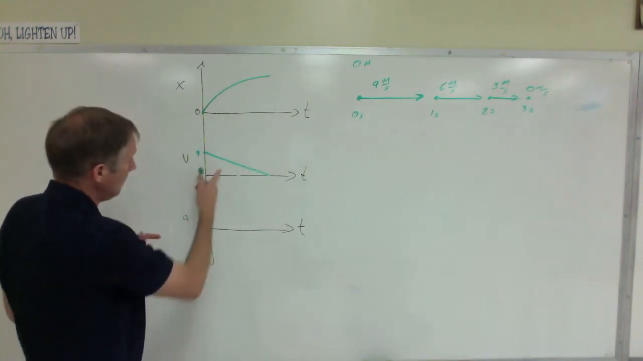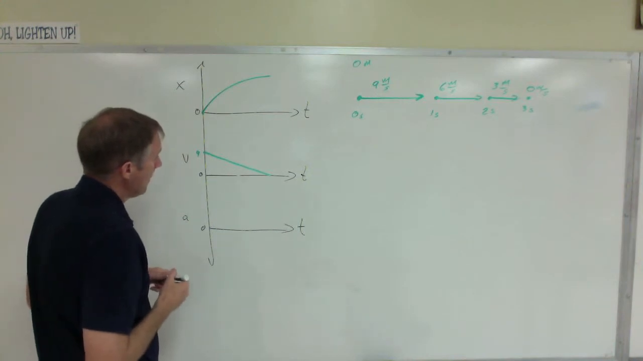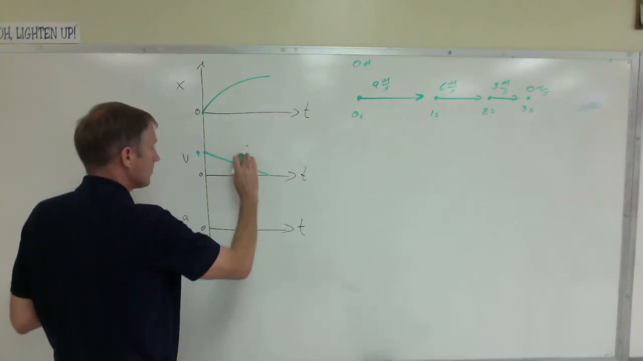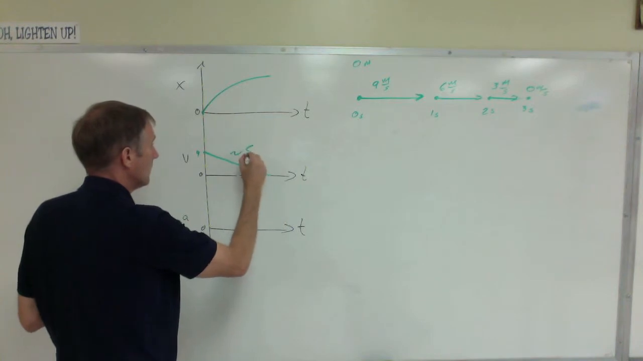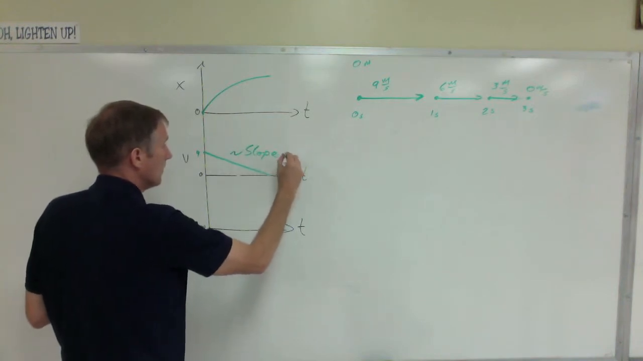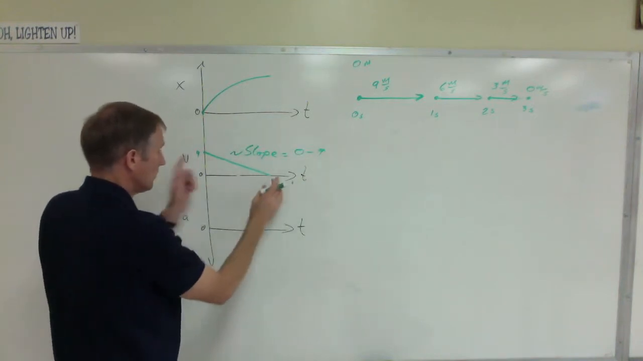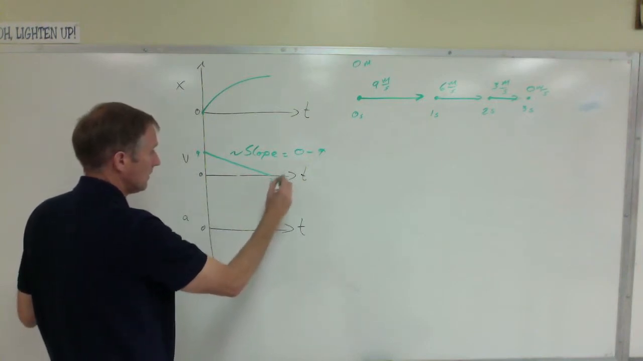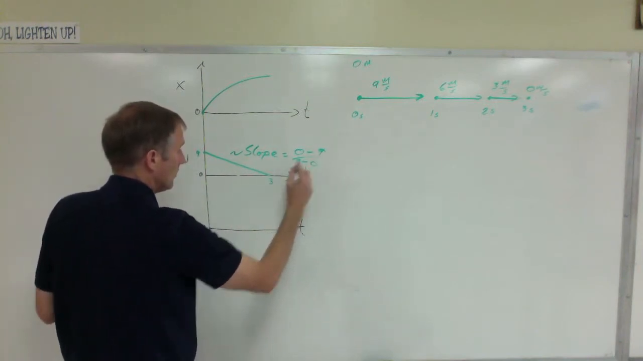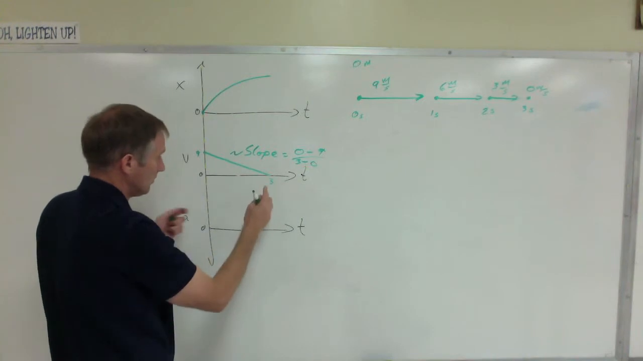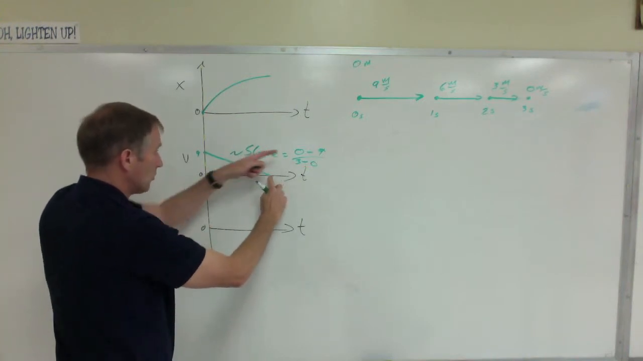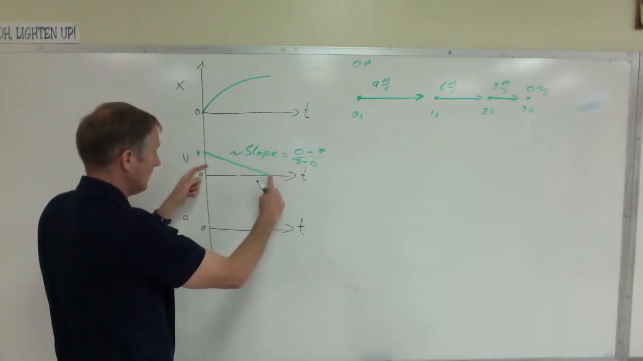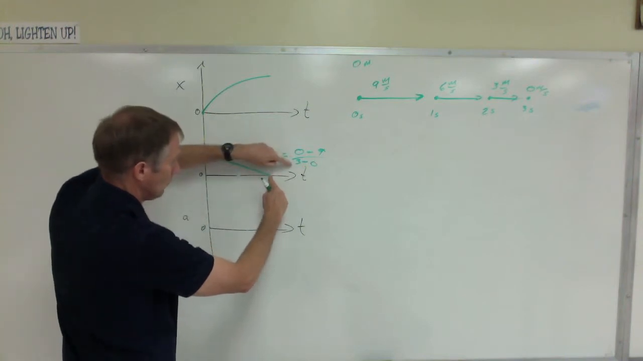Now, what's the slope here? The slope is going to be 0 minus 9. It's always latter minus initial. That's 3 seconds, all over 3 minus 0. This is always a final point minus the initial point. So that point is 0 meters per second at 3 seconds. This is where the 0 and 3 come from.